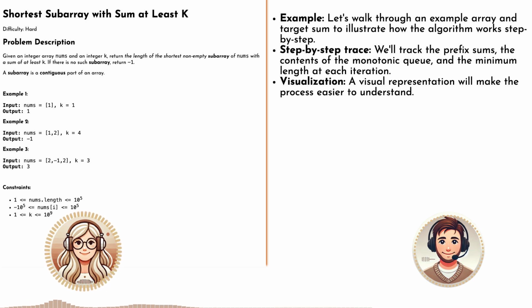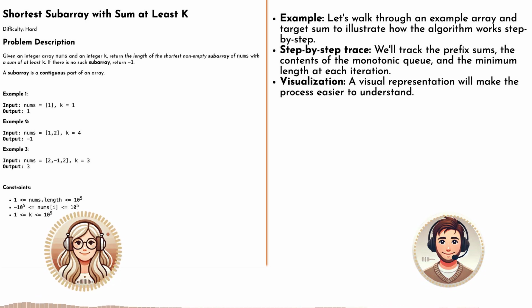Right. But remember, the last prefix sum represents the sum of the entire array. So we consider the entire array as a potential subarray. Its length is 3, which is less than our current minimum length of infinity.